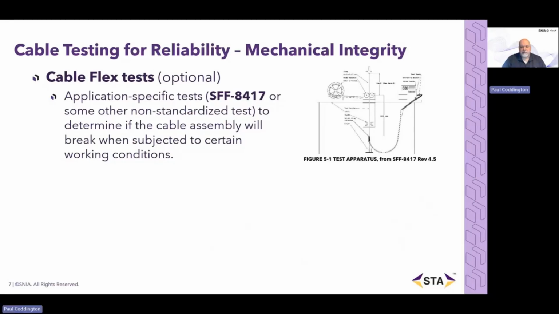The SFF 8417 cable flex test, shown in the figure to the right, is sometimes referred to as the tick-tock test due to the pendulum-like back and forth motion that it does, much like a metronome.